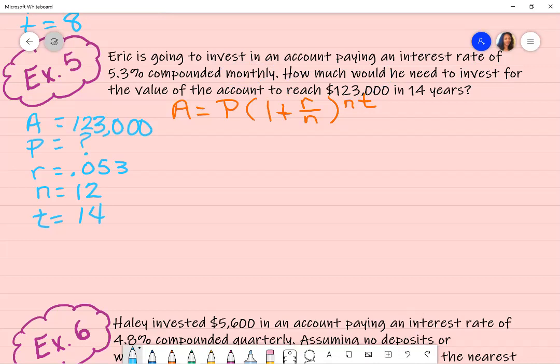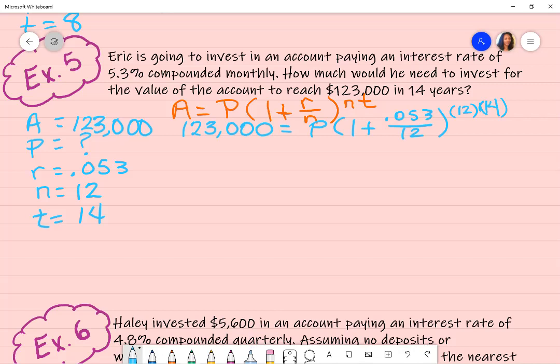Substitute what you know. Well, I know A is 123,000. I know that P is what I'm looking for. 1 plus R is 0.053. N is 12. I'm raising that to, again, 12. So again, my denominator and my numerator should look exactly the same. And in addition to that, I still have to multiply times the T, which is my time, 14.